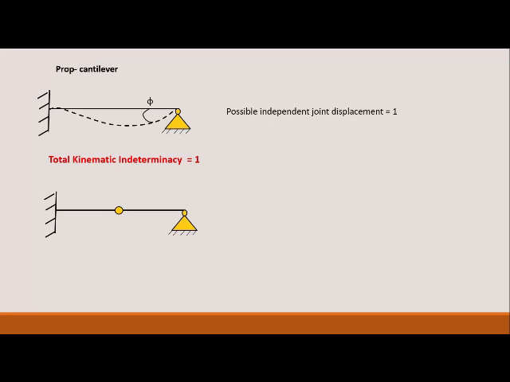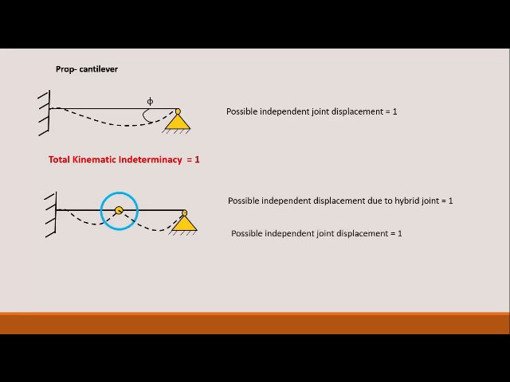Let us now consider a propped cantilever which has a hybrid joint or an internal hinge at the center. So what we will see is there will be 2 independent joint rotations. So there is 1 displacement due to the hybrid joint and 1 rotational displacement due to the hinge joint at the right support. So the kinematic indeterminacy of this type of beam will be equal to 2.